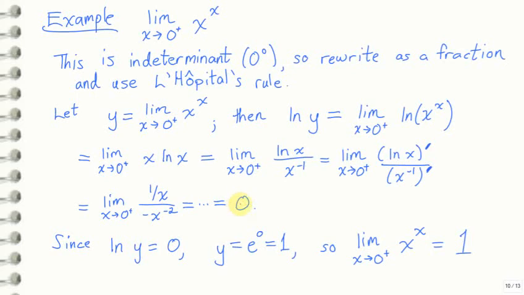The limit isn't 0. Remember we calculated ln of y, the logarithm of y, to be 0. So since the logarithm of y is 0, that means y must be e to the 0. In other words, y is equal to 1. But remember, y was originally this limit problem, so this limit of x to the x is in fact 1. Actually, if you graph this function, you could even see that x to the x does in fact approach 1 as x goes to 0 from the right.